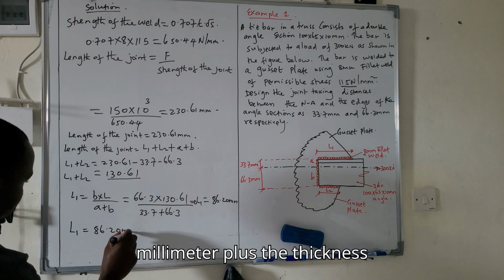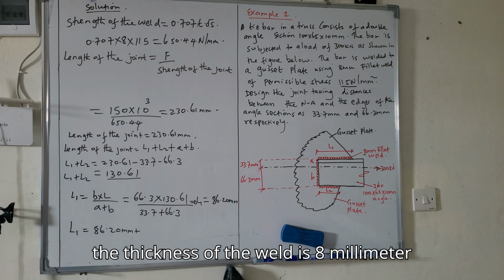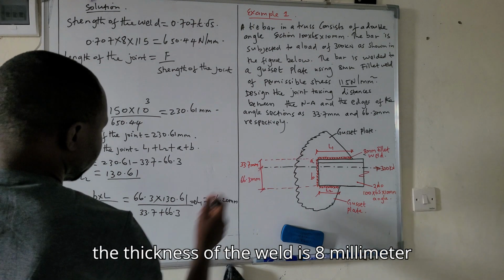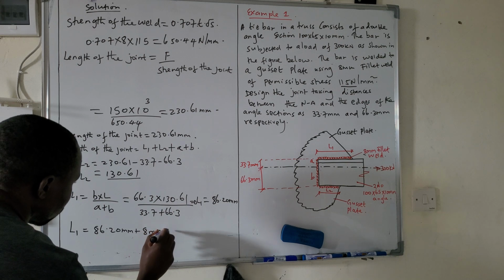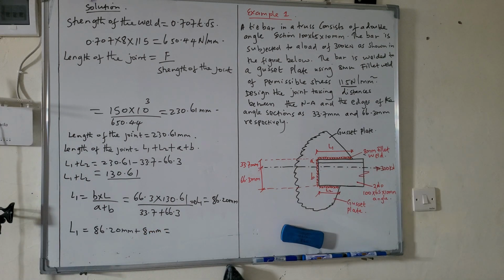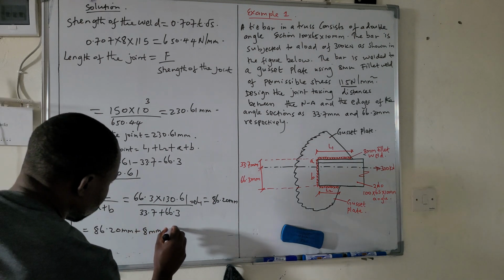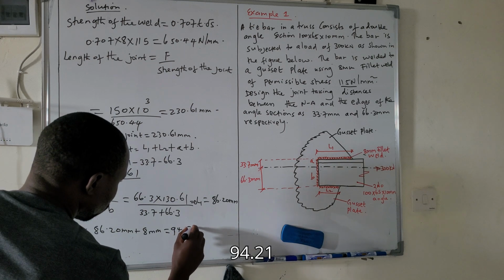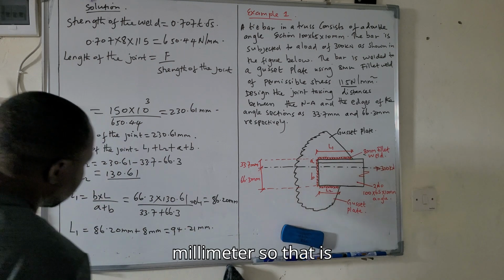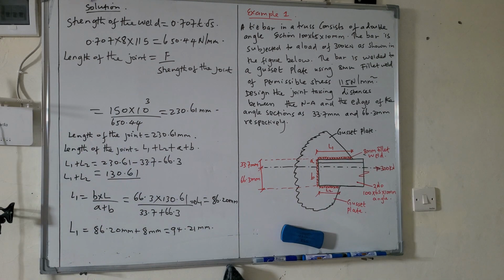So total length of L1 will be 86.20 millimeter plus the thickness. The thickness of the weld is 8 millimeter. So plus 8. So this one will be 94.21 millimeter. So that is L1. We proceed to L2.